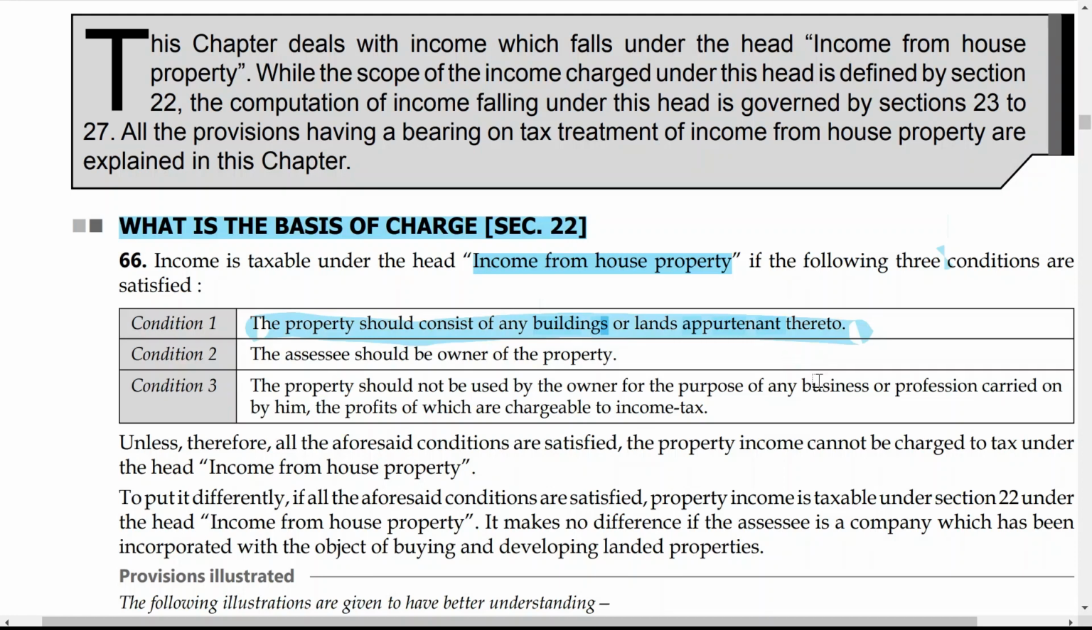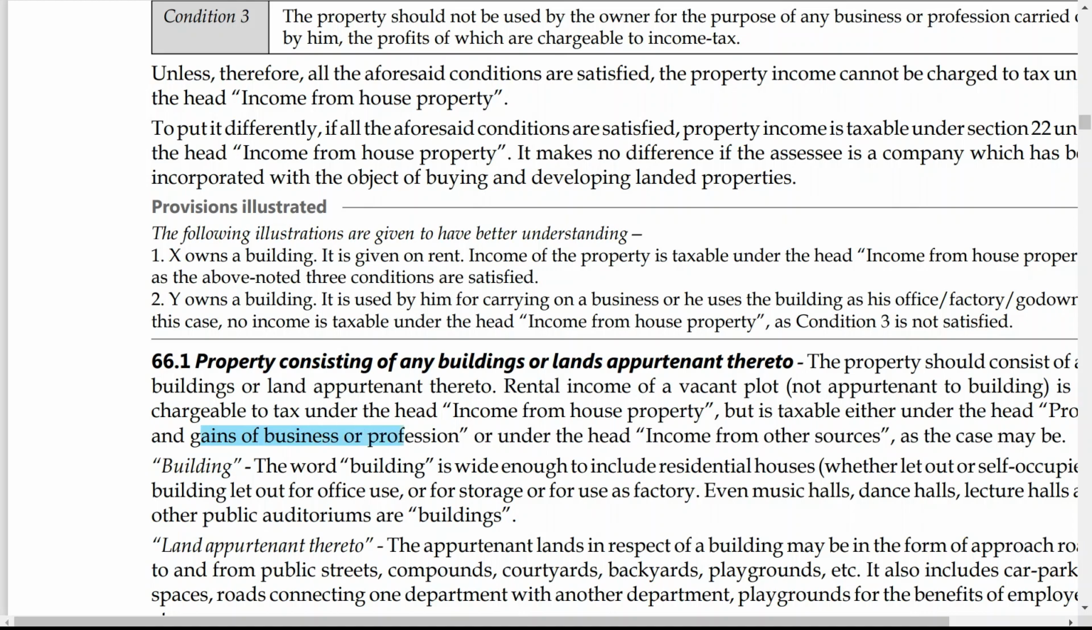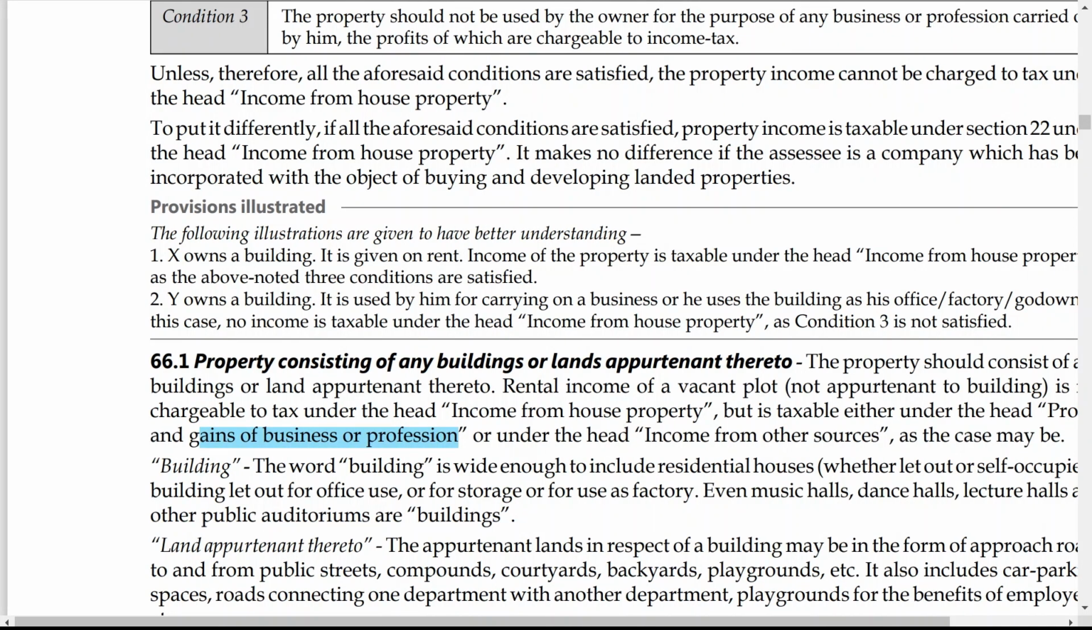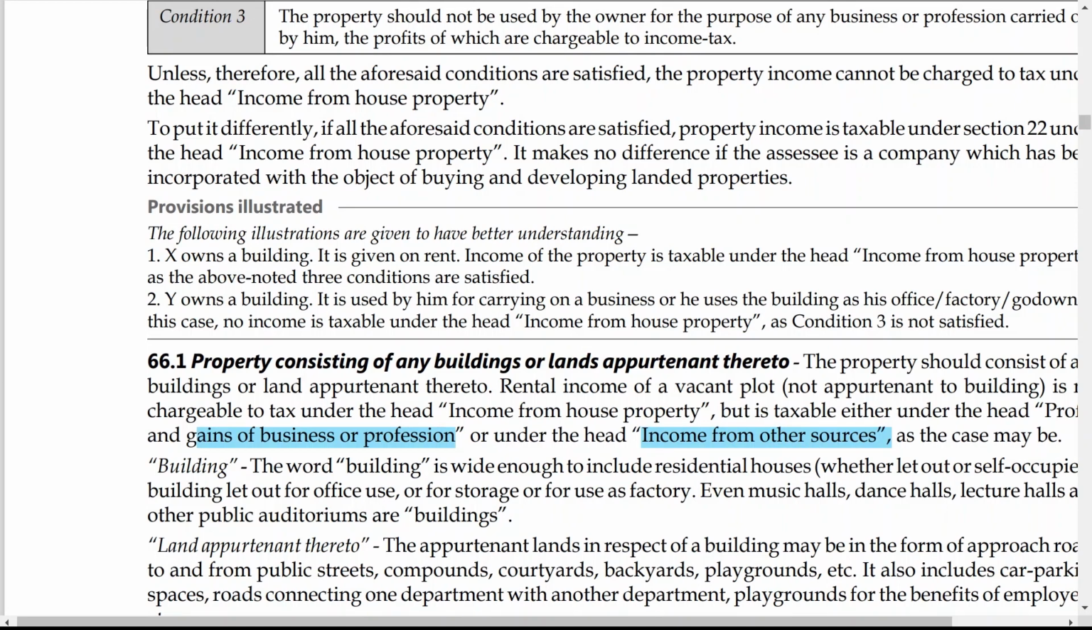The property should consist of any building or land appurtenant thereto. That means land attached to it. Rental income of a vacant plot, not appurtenant to a building, is not chargeable to income under the head income from house property, but it is taxable either under the head profits and gains of business or profession, or under the head income from other sources, as the case may be.